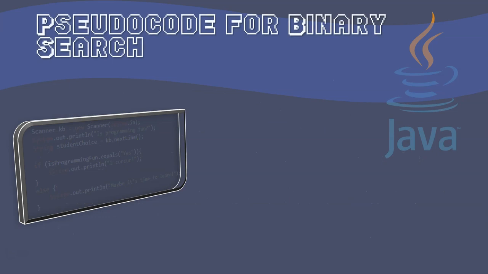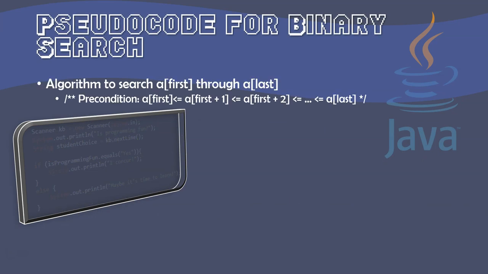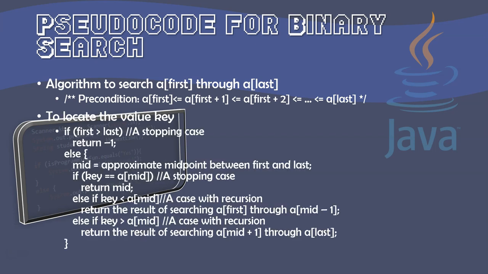So let's look at that pseudocode now for our binary search. One of the things to keep in mind is that we have this precondition that it has to be a sorted array. And so we want to locate that key value. We're going to first say, if the first is greater than the last, this is our stopping case, return -1. Pretty much that it is not found within the array. Otherwise, do the searching that we have already talked about.